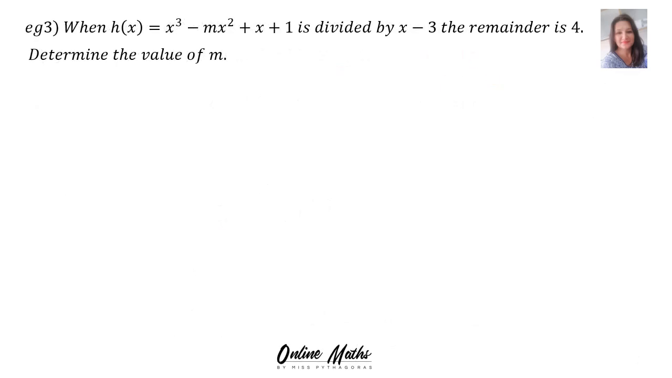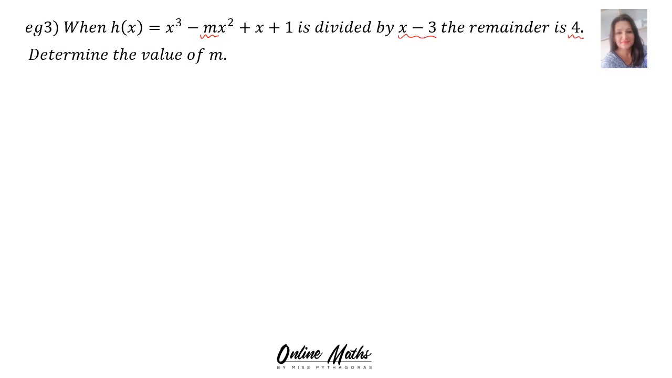Now, in example 3, the remainder is given and suddenly there's another variable other than x that you have to calculate. So the question says when h of x is equal to x to the 3 minus mx squared plus x plus 1, if h of x is divided by x minus 3, the remainder is 4.